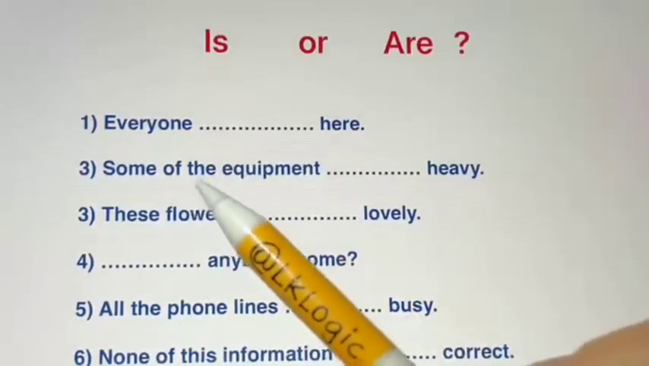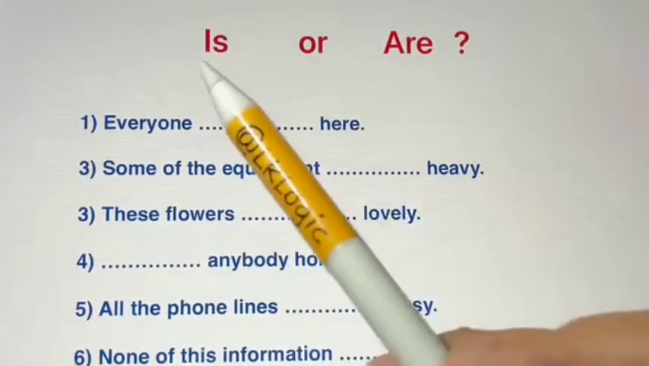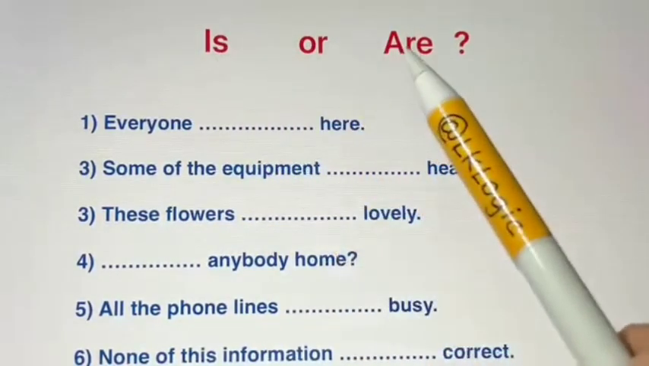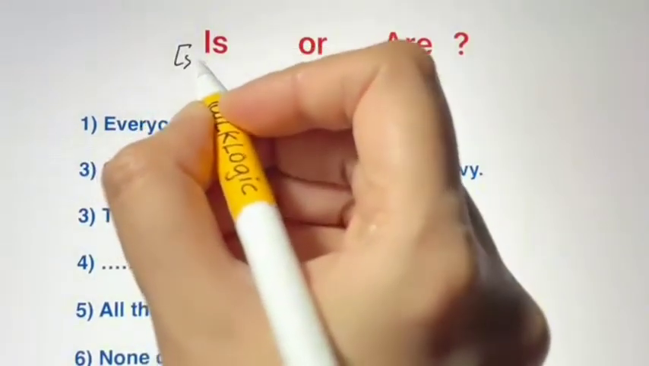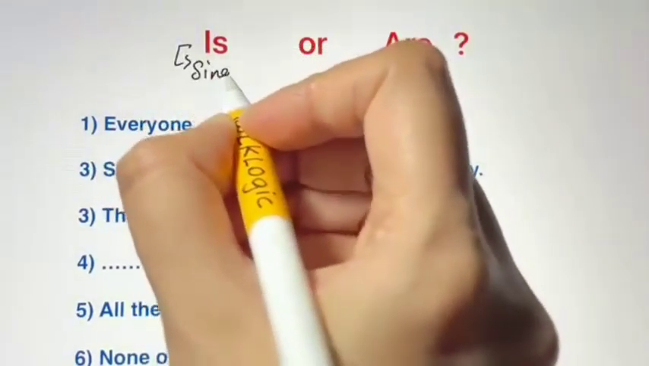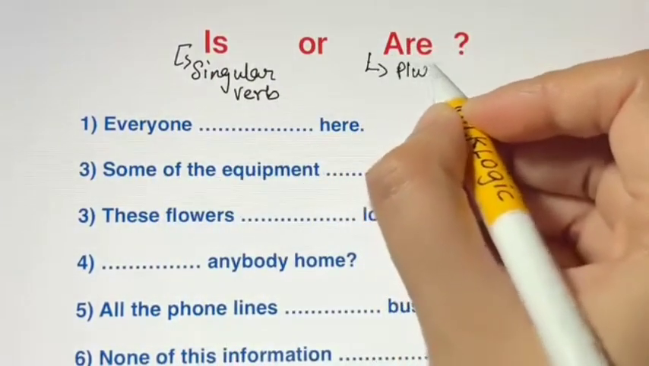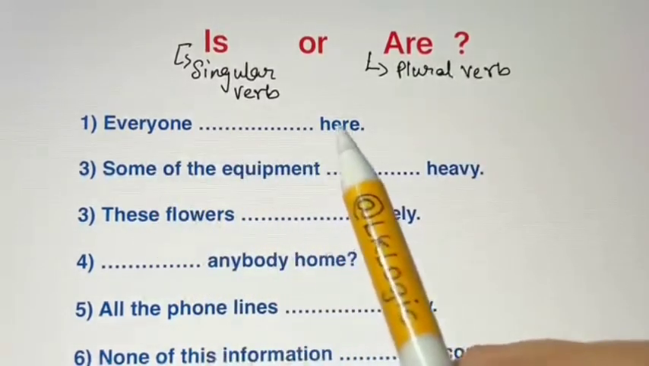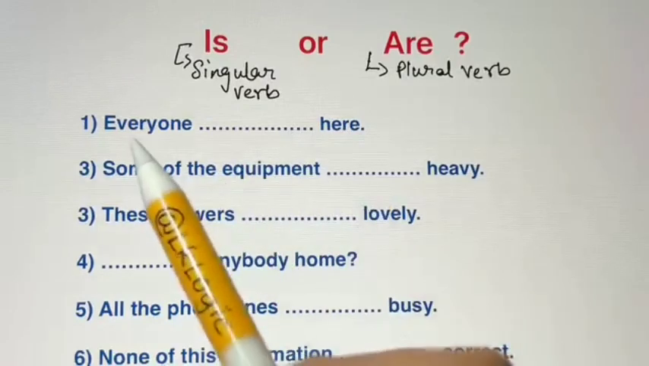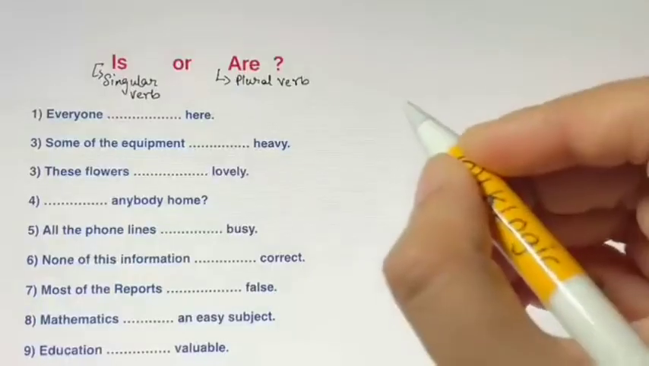Students, in this video, we're going to learn about the difference between is and are, and when you will use is or when you will use are. Is here is a singular verb and are is a plural verb. Let's see: everyone blank here. Everyone are here or everyone is here?